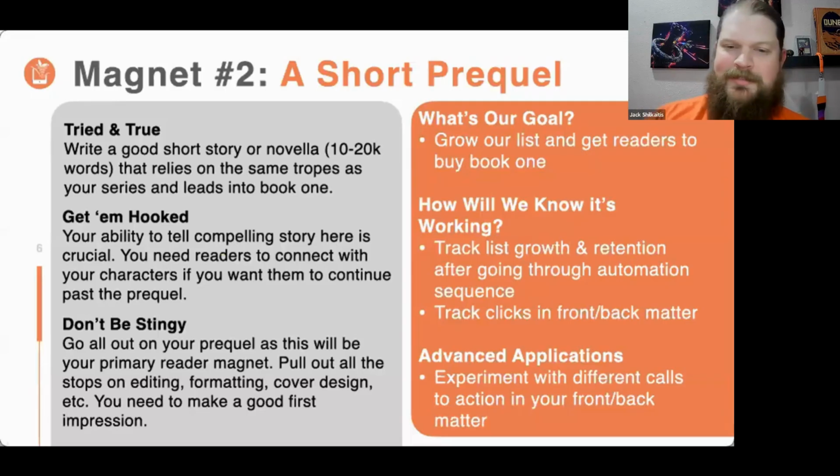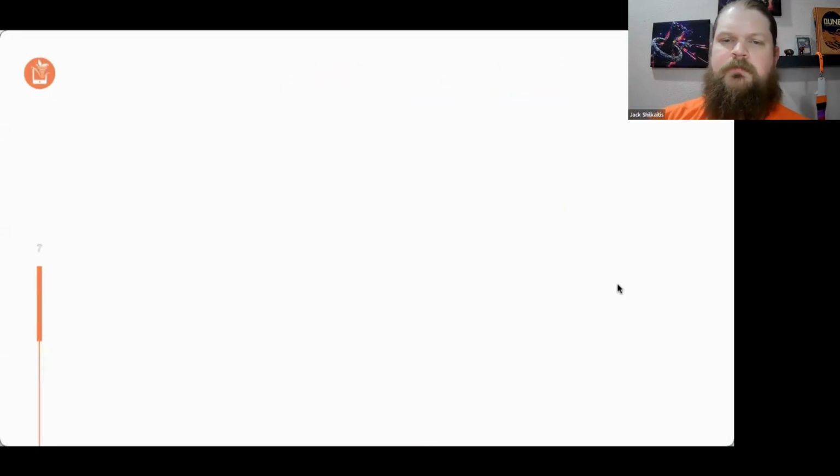Now, again, it's advanced, and that's why it's under the advanced list. Having different versions of your reader magnet can be tricky, but I'm talking about the front and back matter links that would be different. The content itself would be the same.